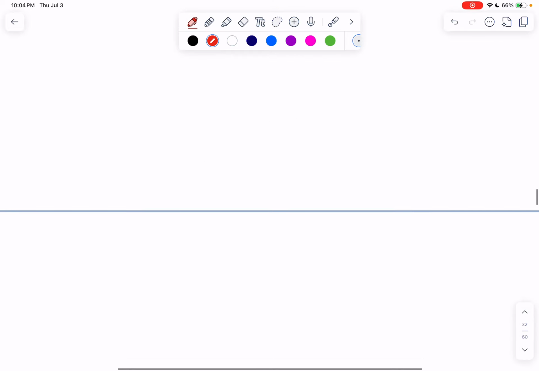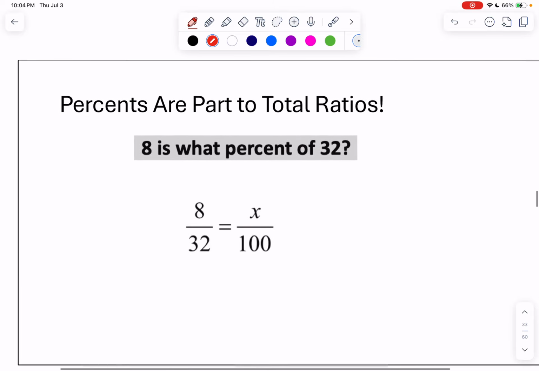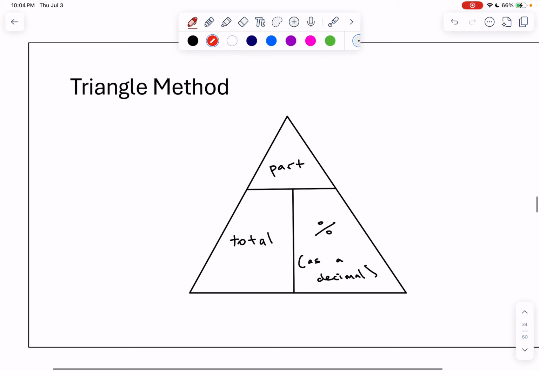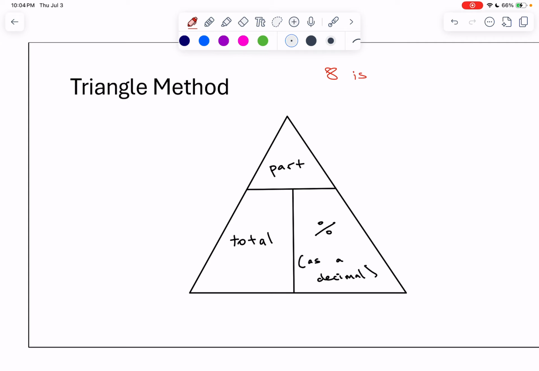So when we see, again, the part to total ratio, 8 is what percent of 32, we think this is my part, this is my total, and we want to see how they relate together. So I'm going to talk a little bit about the triangle method for that same idea. We have that same question. 8 is what percent of 32? We established that this 8 here is our part, and that 32 is our total.